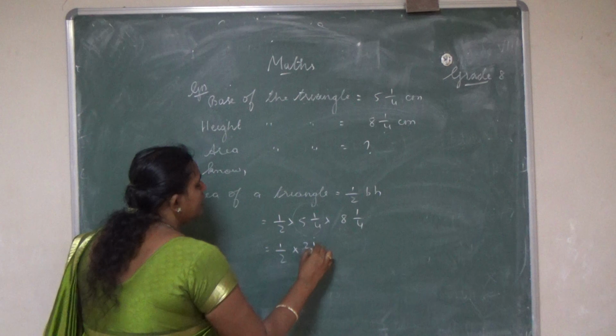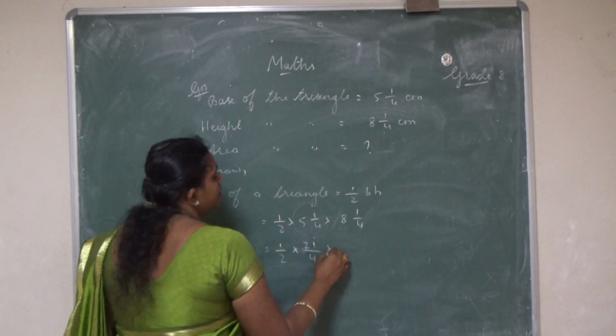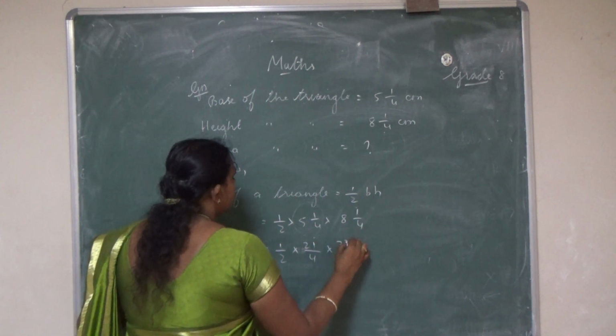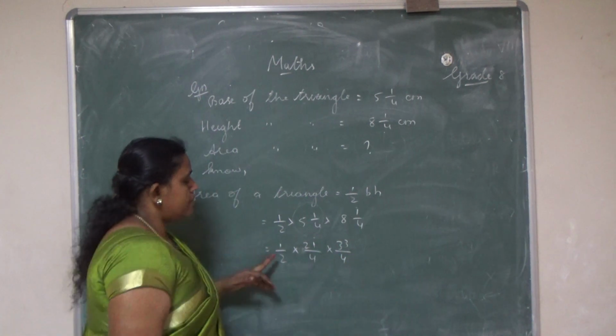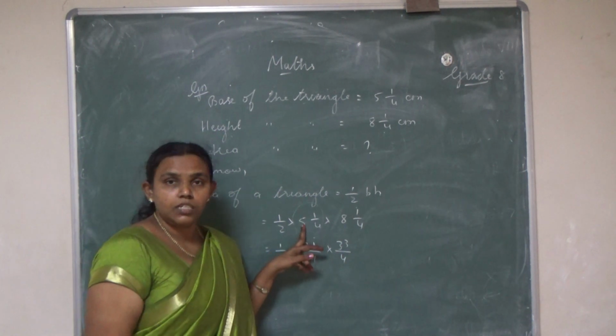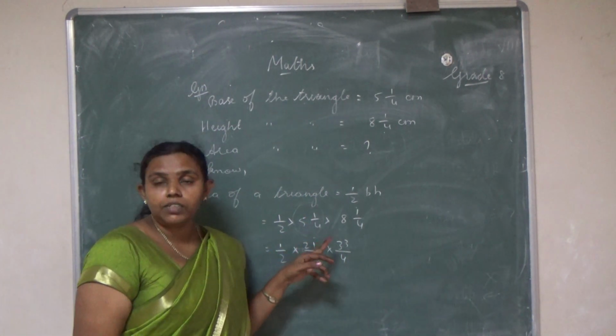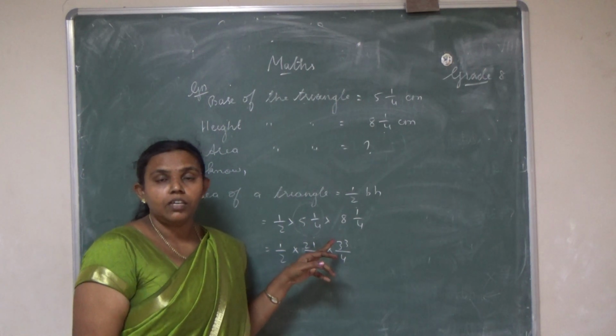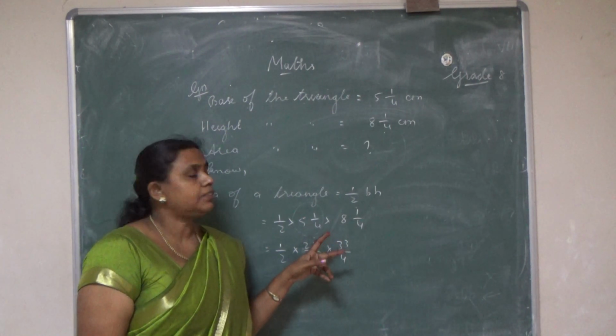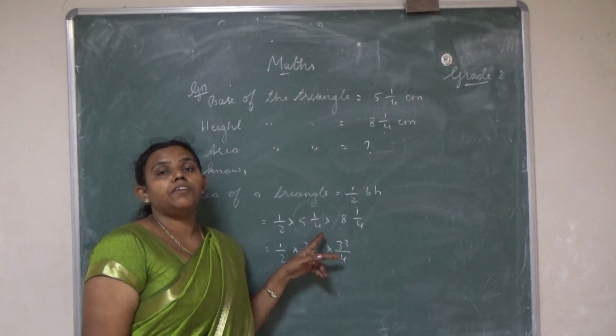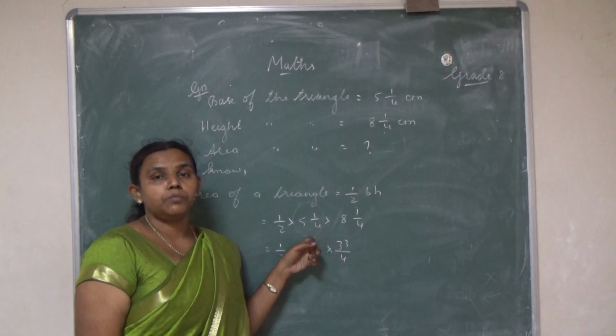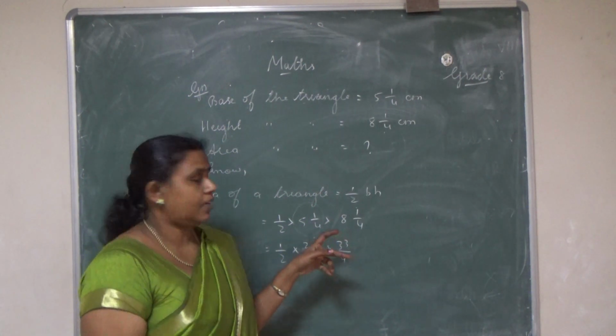So which is equal to half into 5 1 by 4 can be written as 5 4s are 20, 20 plus 1, 21 by 4, into 8 4s are 32, 33 by 4. Set. You know, converting the mixed fraction to improper fraction and improper to mixed fraction. These are not 8th standard portion. This is 3rd standard portion, 2nd standard portion. You have learned in 2nd and 3rd standard.